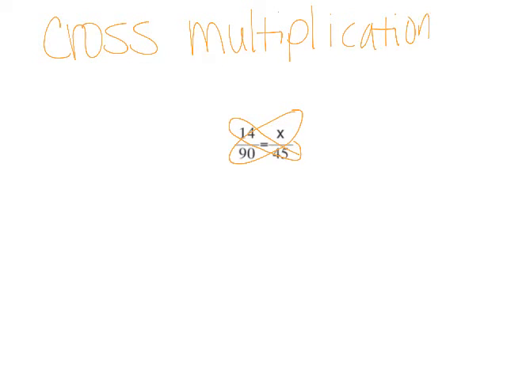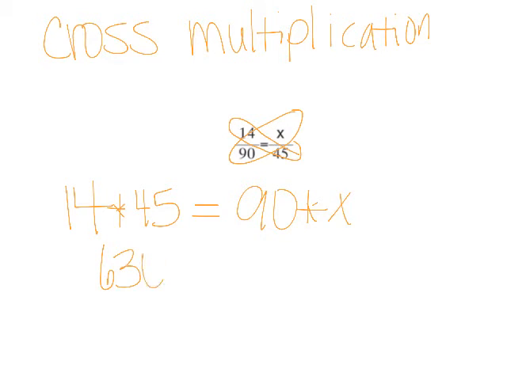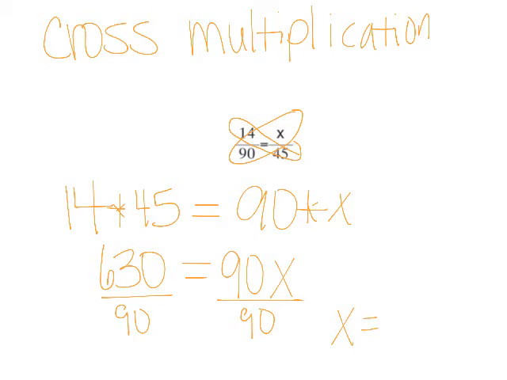Okay, so what you would do is you would multiply 14 by 45, and that's going to equal 90 times x. So we've got 14 times 45, and that gives us 630, and then that's equal to 90x. Just like solving an equation now, we can divide both sides by 90, and x equals 7.